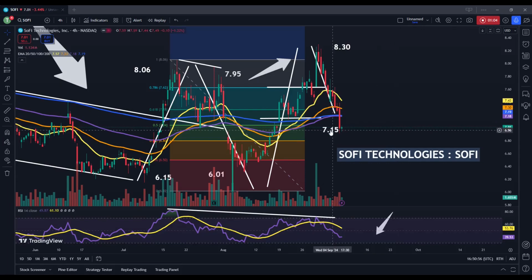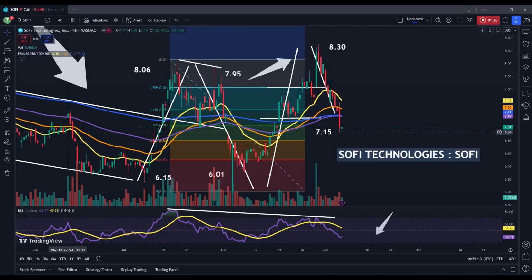So with this video, we're going to be looking at the 4-hour time frame, which is a bit of an intermediate term time frame. And we will be identifying some important support and resistance price levels that we can hopefully use to identify profitable trading strategies for this stock going forward.